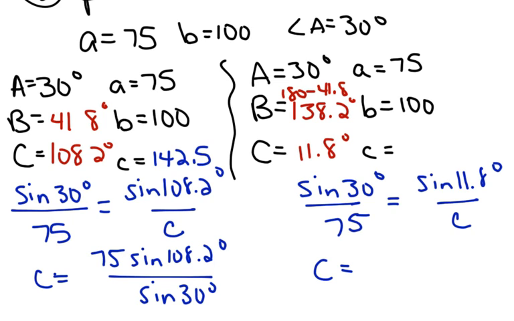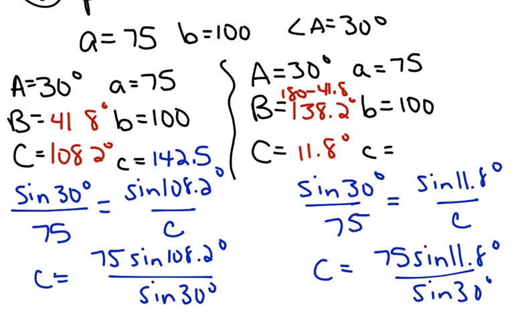In the second solution, C is 75 times the sine of 11.8 divided by the sine of 30, and that's going to give you approximately 30.7. So this problem under these given conditions gave you two solutions. Don't forget to check.